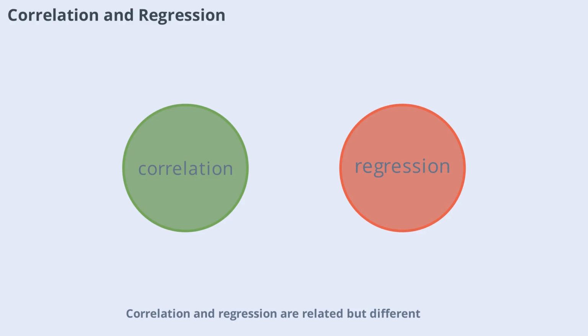Correlation and regression are related but different. While correlation measures the strength and direction of a relationship, regression goes further by modeling how one variable predicts another. Both are important tools in data analysis, but they serve different purposes.